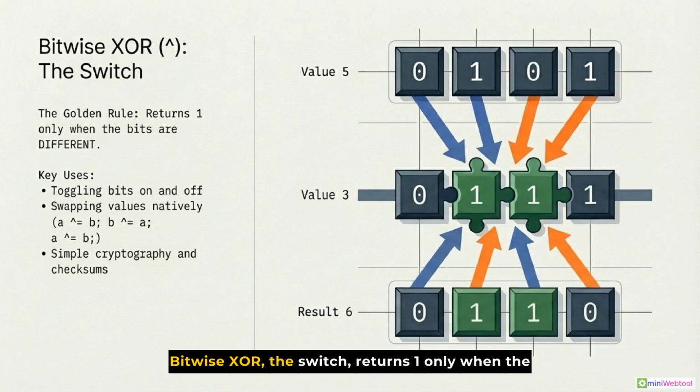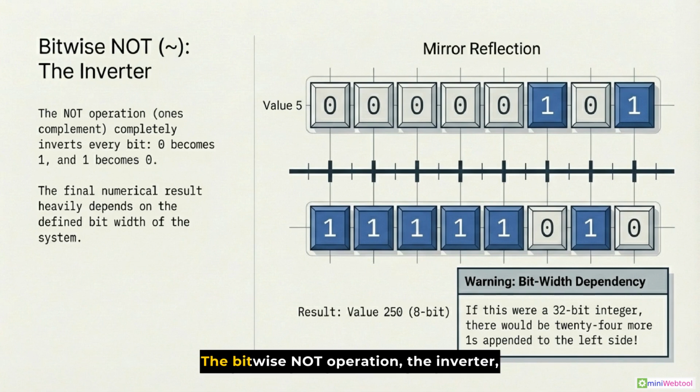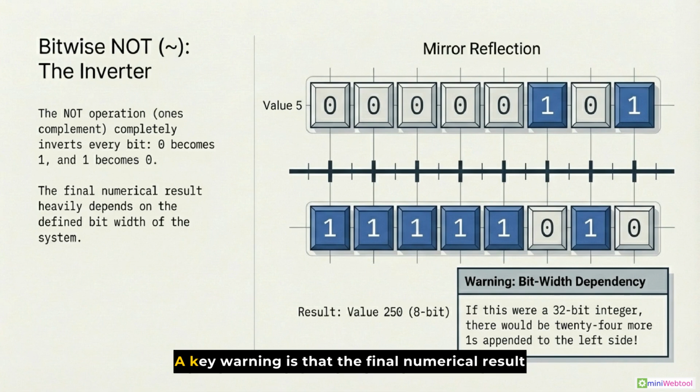Bitwise XOR, the switch, returns 1 only when the bits are different. It is commonly used for toggling bits on and off and natively swapping values. The bitwise NOT operation, the inverter, completely inverts every bit. A key warning is that the final numerical result heavily depends on the defined bit width of the system.